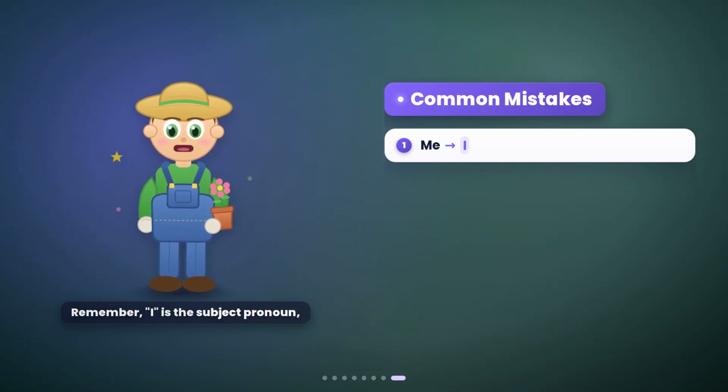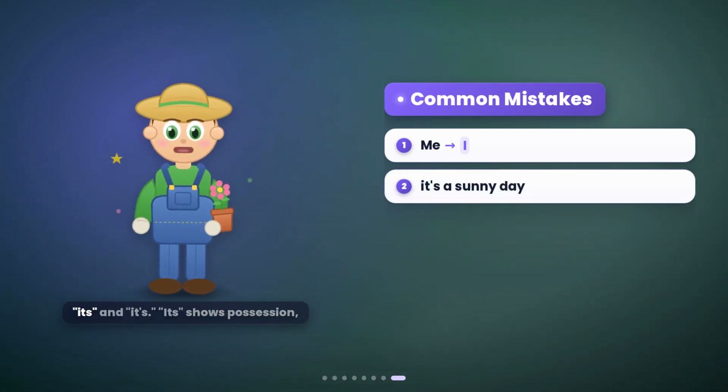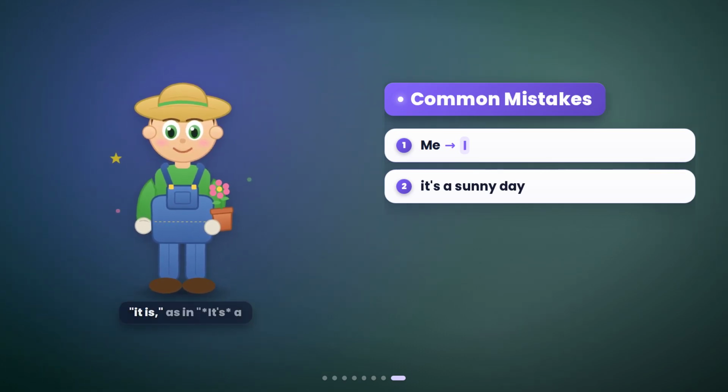Another frequent mistake involves possessive pronouns. Learners sometimes mix up its and it's. Its shows possession, like "The dog wagged its tail," while it's is a contraction for it is, as in "It's a sunny day."